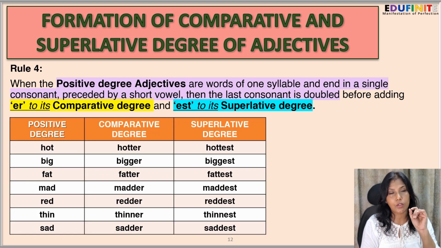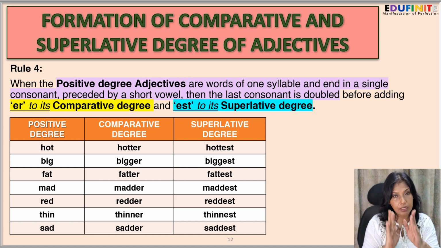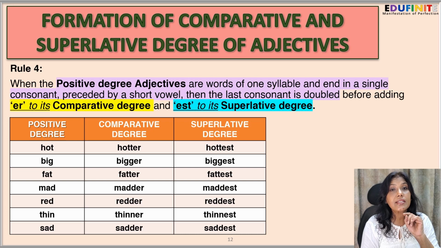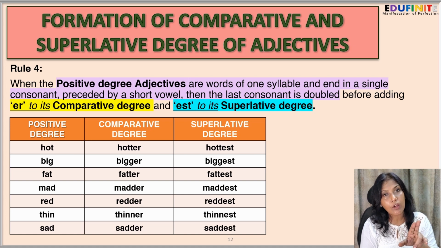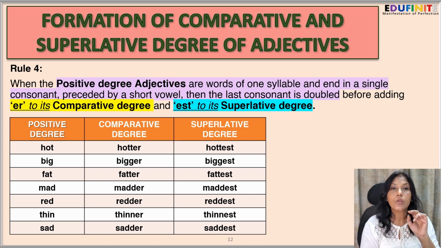See, positive degree, hot, H-O-T. According to the rule, it ends with T, just one consonant. O precedes that consonant T. So O is a vowel preceding the last consonant T. Now what did we say? To make it comparative, before adding ER, we'll have to double the consonant. So T is the consonant, we'll have to double it. That means it will become TT. So comparative degree becomes hotter, H-O-T-T-E-R. Next, superlative, what did we say? We'll double the consonant and then add EST. So it becomes H-O-T-T-E-S-T, hottest.